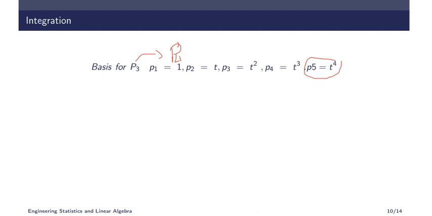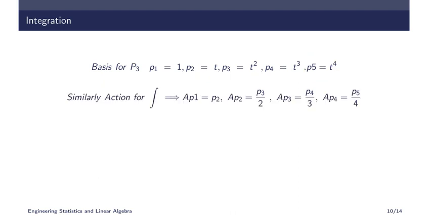Okay, so here we want P1, P2, P3 and P4 as the bases, and P5 is required for the next term. So action for integral: A of P1, that is the integral of 1, will be t, right? So that will be P2, and integral t will be t square by 2. T square is nothing but P3, so P3 by 2. Integral of P3, that is t square, is t cube by 3, so it will be P4 by 3, and integral of t cube will be t raised to 4 by 4. Now t raised to 4 is P5, so that is why P5 by 4. So these are the four integrals.